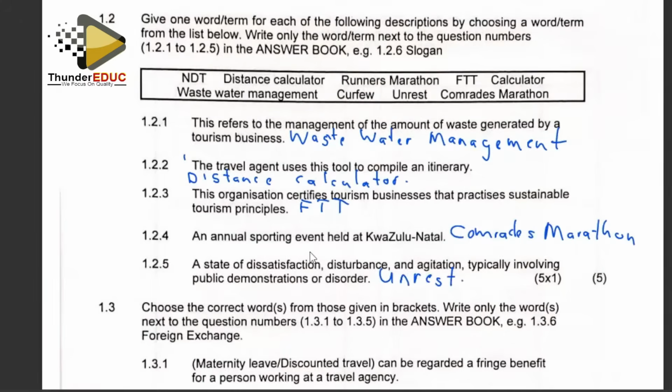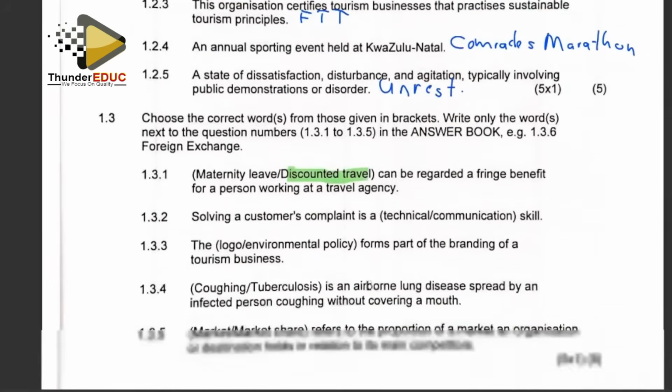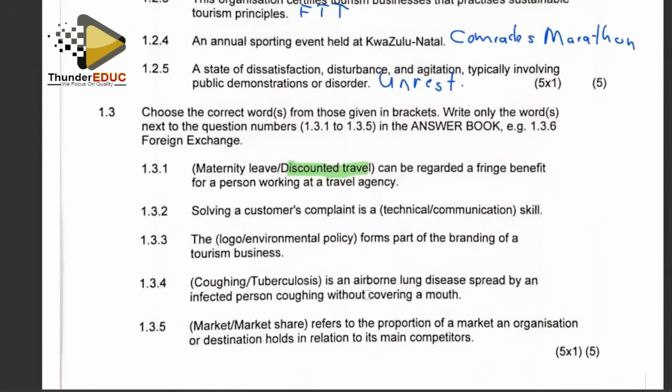Then 1.3, choose the correct words from those given in brackets. Write only the words next to the question numbers. So for this particular question, I will be highlighting the correct answer. Discounted travel can be regarded as a fringe benefit for a person working at a travel agency. So our correct answer there will be discounted travel. It can be regarded as a fringe benefit.